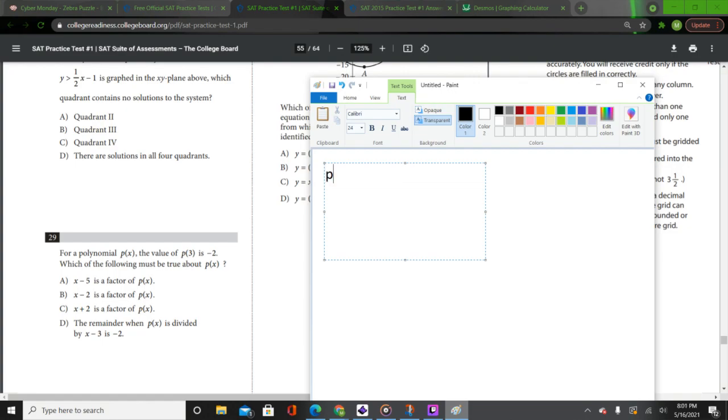p of x divided by parentheses x minus 3 has a remainder equals r, well, x, I suppose, equals r, that's what it's saying, which equals -2. That's what it's trying to say. And is this true? I believe, yeah, it is.